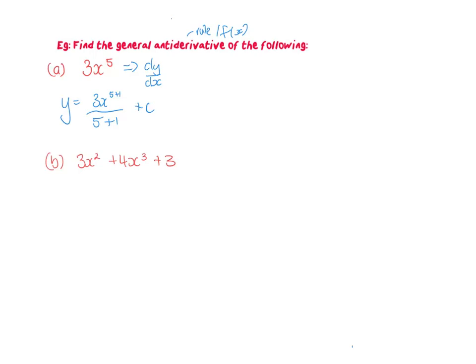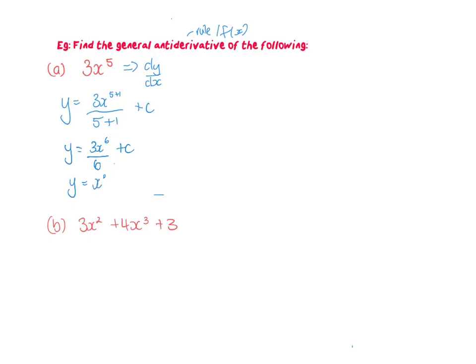Then we keep on tidying that up. That will give us y equals 3x to the power of 6 divided by 6 plus c, and we can simplify that because 3 over 6 is a half, so I can just write it as x to the power of 6 over 2 plus c. So that's my final answer. Okay, so let's do the next one.